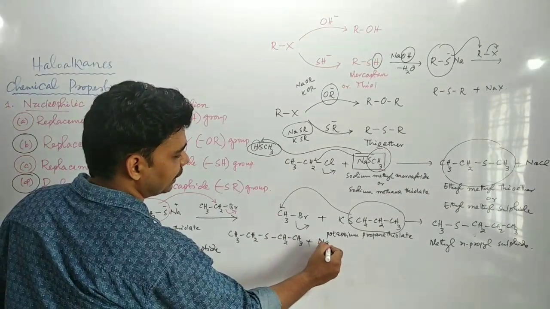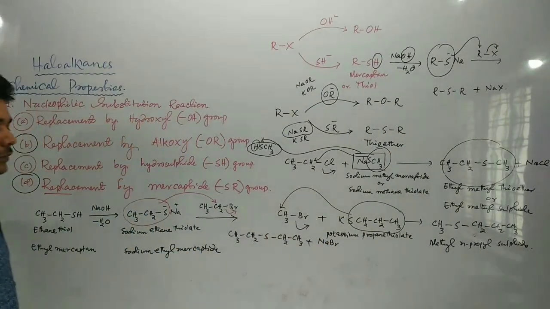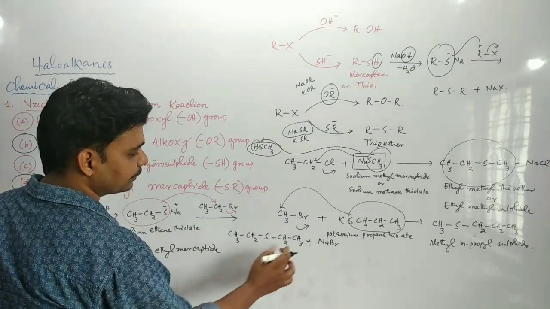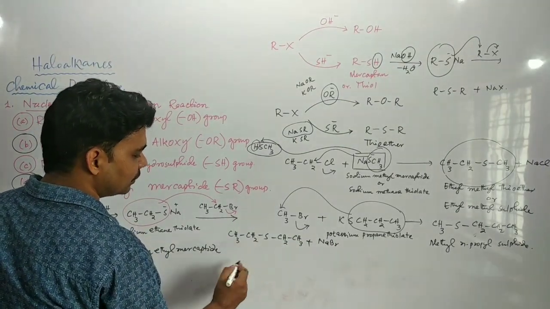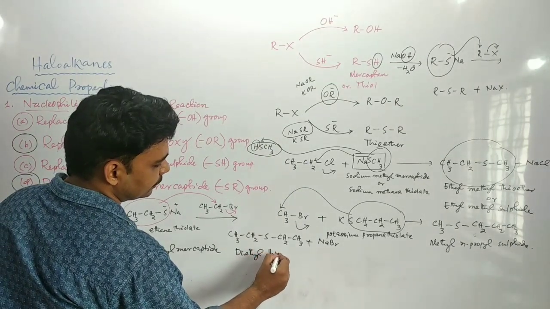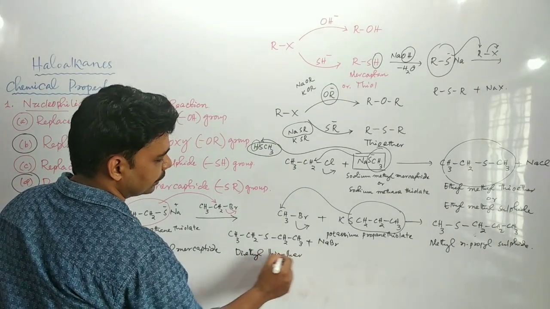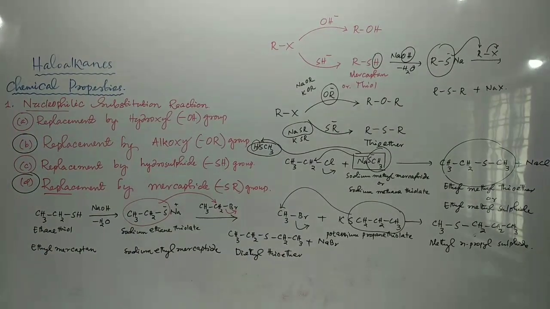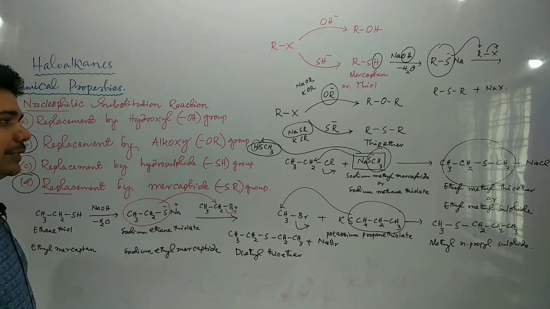They will give NaBr. So in this way we are getting diethyl thioether. Sorry, this is ethyl, this is ethyl. So diethyl thioether, or you can say this is diethyl sulfide. In this way we can assign the name, and we will get these products.